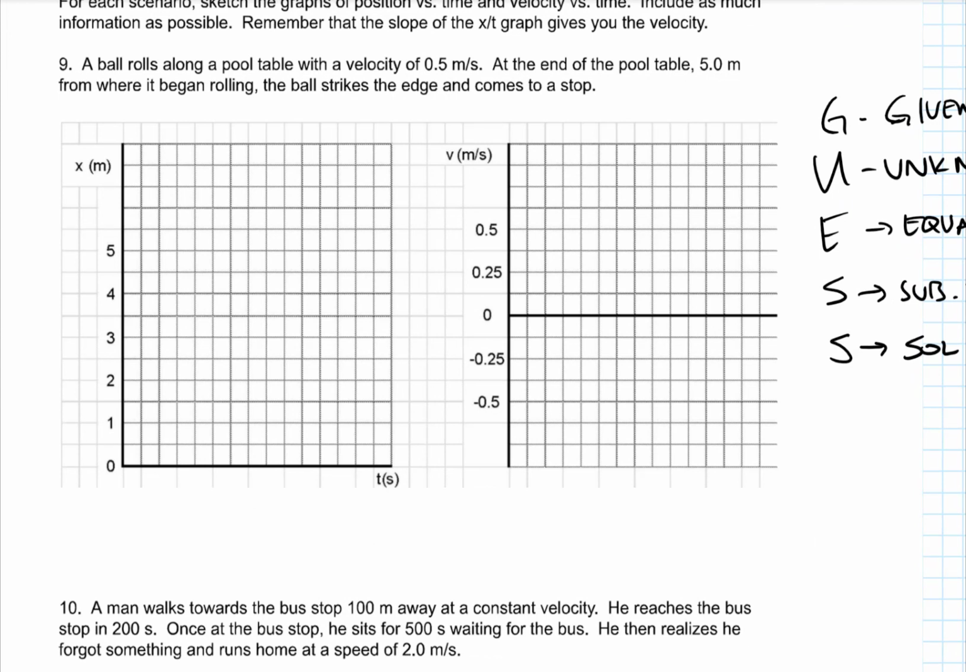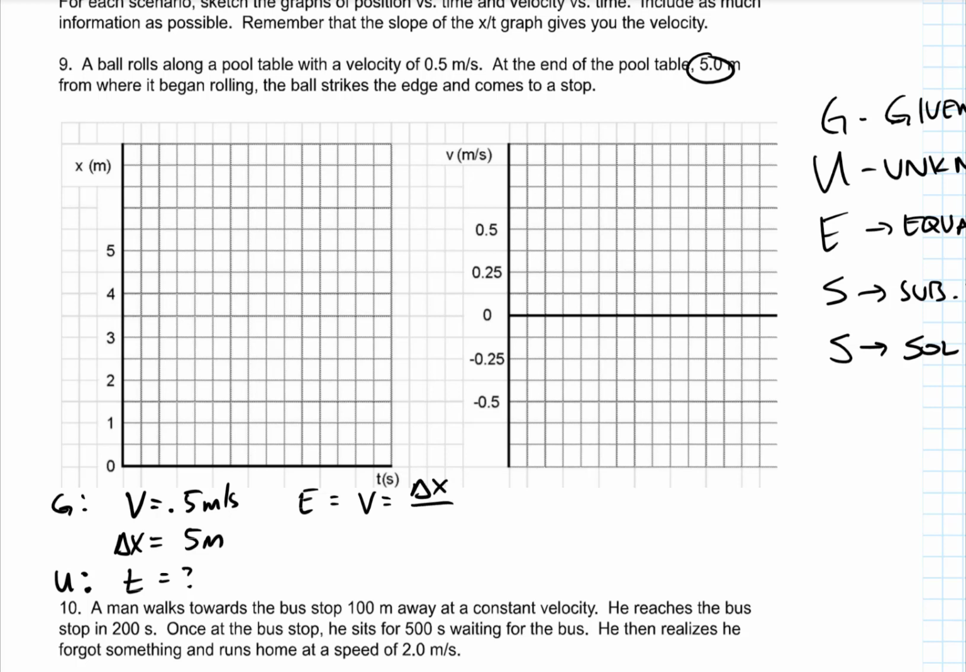So if we look at what's going on, for the first 5 meters, this would be my givens, my velocity is 0.5 meters per second. My change in position, because we're going 5 meters away, is 5 meters. And if I want to graph that, I need to know where to stop. So that makes my unknown time. Now, the equation that's going to help me find this is velocity is change in position over time.